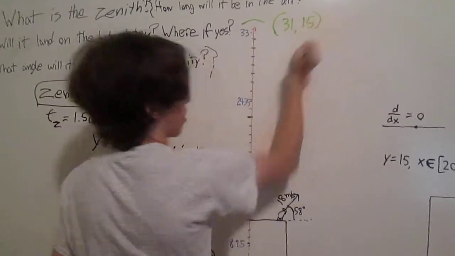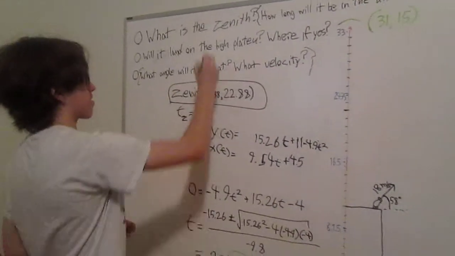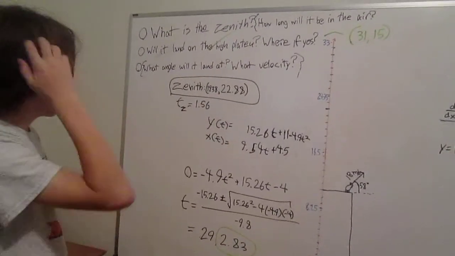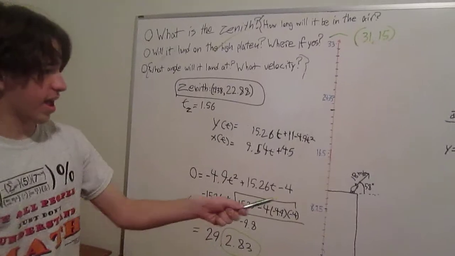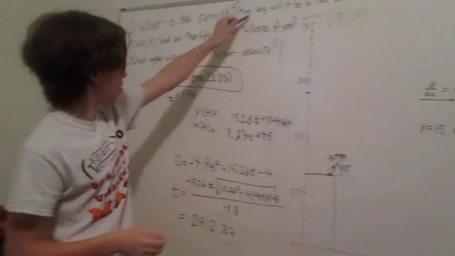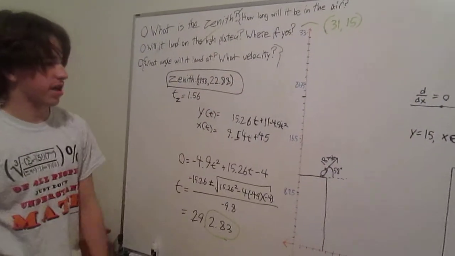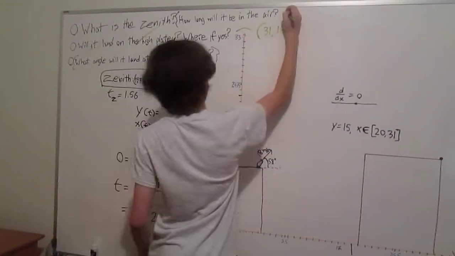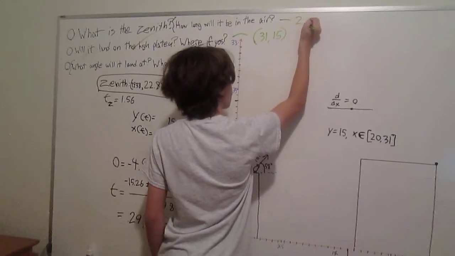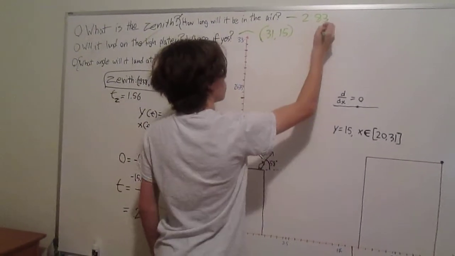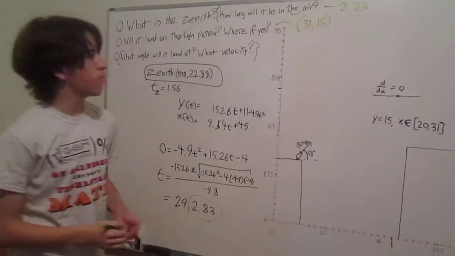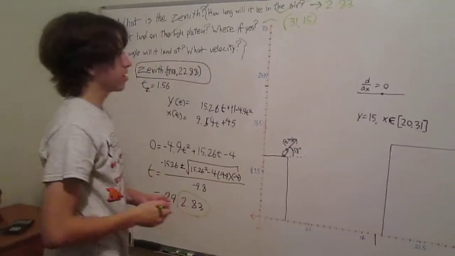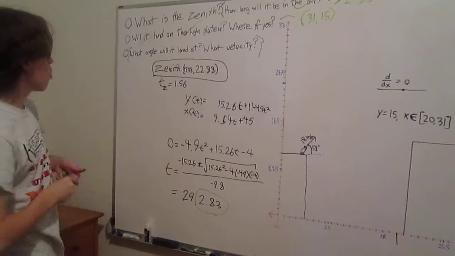3115, right on the edge. And yes, we did. Alright, so now, because we know it landed here, then we already have our answer for this one too. It only took 2.83 seconds because it landed. That was all it was in the air. So this is also easy. If it had been the ground, we'd have to do another calculation, but we got 2.83 seconds. Not negative, but 2.83. Alright, so we've answered almost all of our questions.